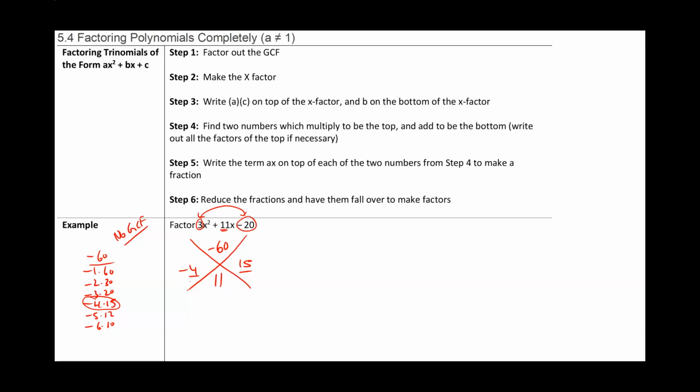All right, now here's where you have to be very careful. Before, in section 5.2, we just did x over negative 4, x over 15. But if we did that, so if we just did x minus 4 times x plus 15, that's incorrect, because x times x gives you an x squared, and already it's wrong because we need it to be 3x squared. So doing it this way is not correct. This is incorrect.